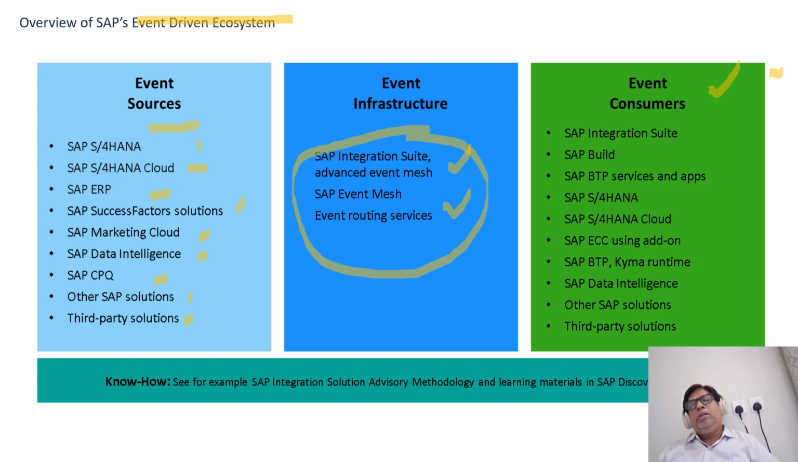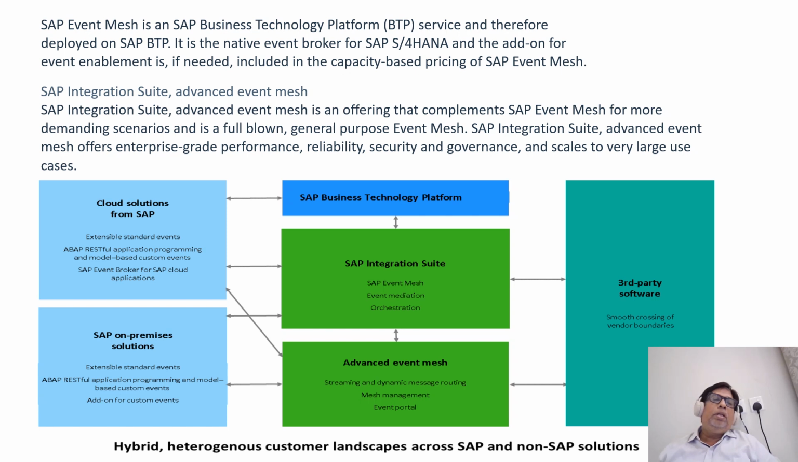Consumers, what we need here: Integration Suite is required, build option, BTP service applications, S4 HANA, third party, or S4 HANA Cloud we can integrate, BTP Kyma runtime, if we have, we can integrate, and also you have the other SAP systems, third party systems, we can integrate. And SAP Event Mesh is also SAP Business Technology Platform, integration service, deployed in the BTP. Native Event Broker S4 HANA can be added to the Event Mesh if you need capability based on the Event Mesh.